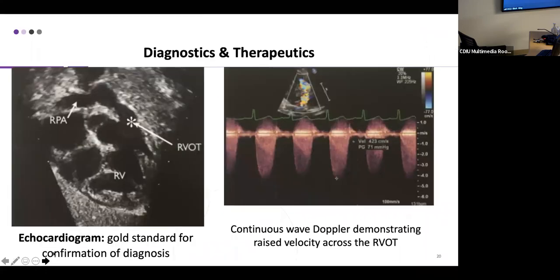And then other diagnostic tools that we would use would be an echocardiogram, which is the gold standard for confirmation of the diagnosis of tetralogy of Fallot. And we can also use continuous wave. Sorry, the other photo here is just continuous wave Doppler demonstrating the raised velocity across the right ventricular outflow tract.